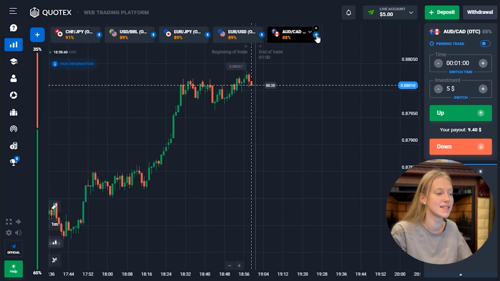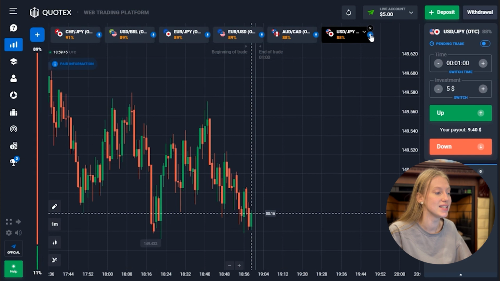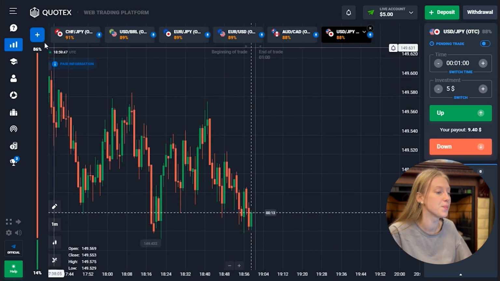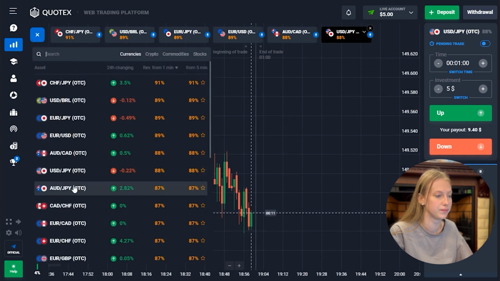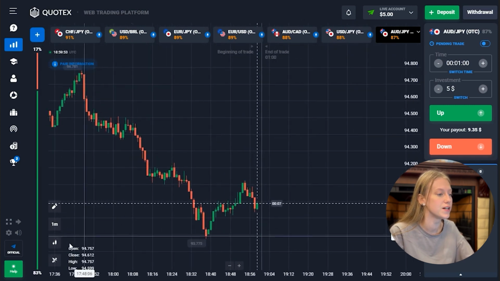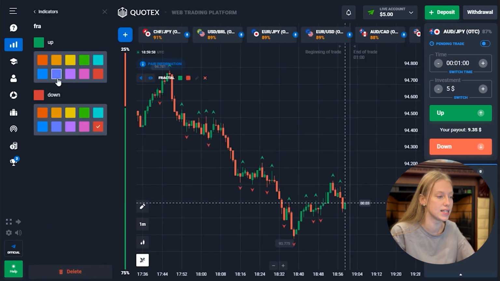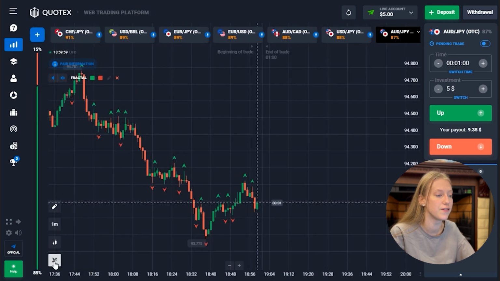So let's get started and quickly increase my deposit. First, I want to add the currency pairs with the highest payout percentage. Now, let's move on to the indicators. The first indicator is a fractal. We will keep the default settings. You can change the color if you wish.